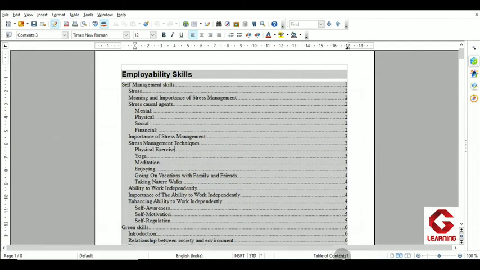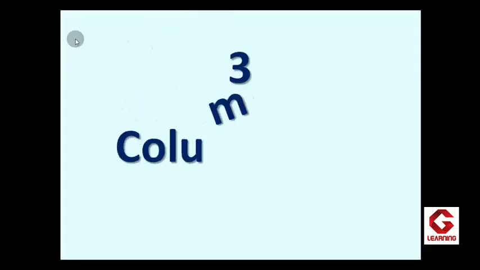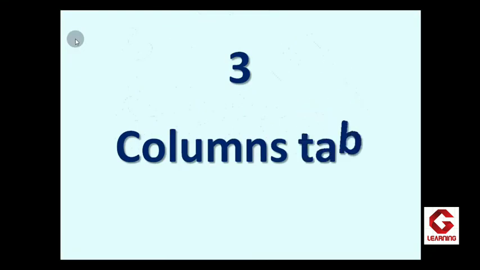Now next, the third tab that I am going to explain is the columns tab. Right now we are getting table of contents data in a single column. We can arrange our table of contents data in 2 or more columns. How that can be done I am going to show you. For that I am moving back to OpenOffice Writer.